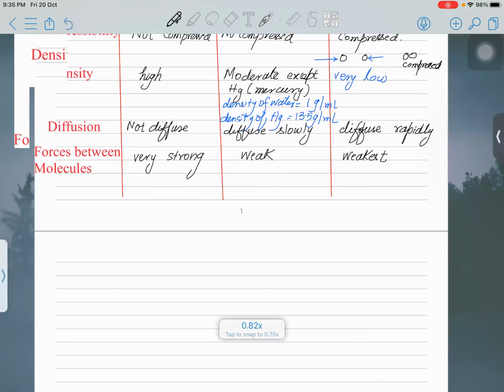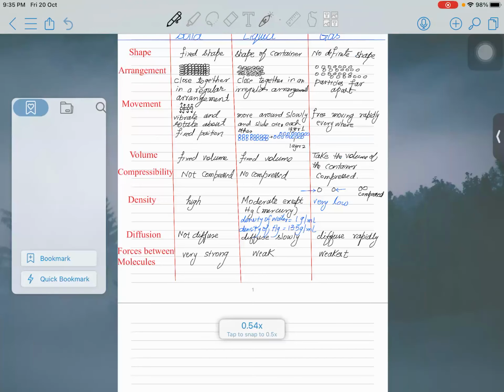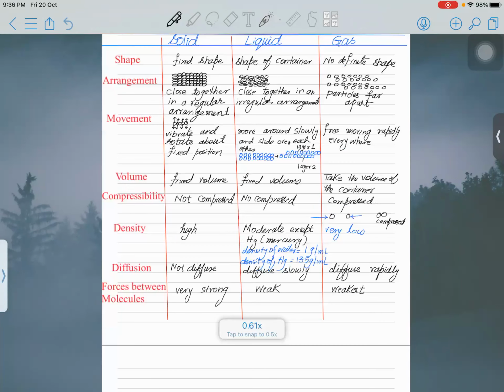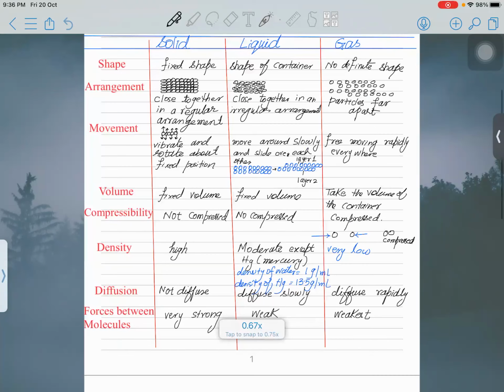This is all about the differences between solid, liquid and gas. सनम आप मुझे रिपीट करें क्या मैंने बताया. पूरा रिपीट करें, पूरा डिफरेंस between solid, liquid, gas.